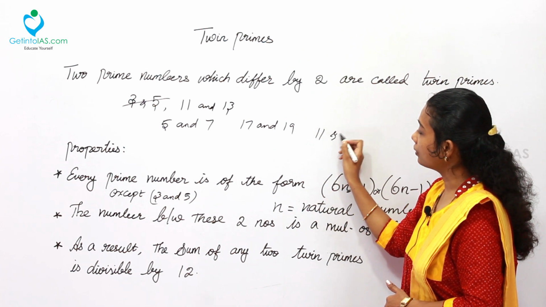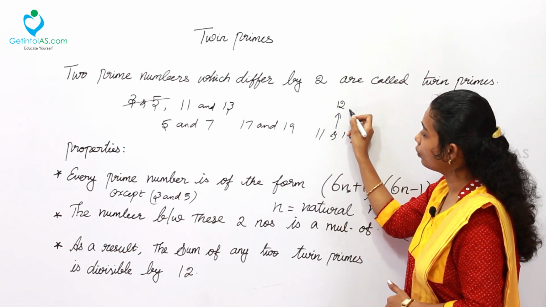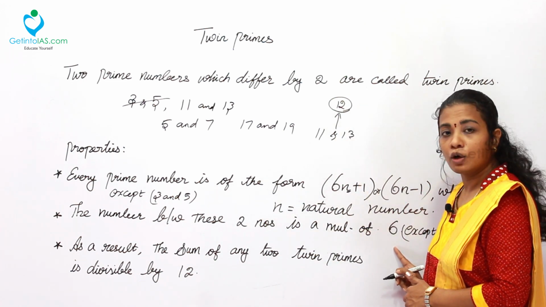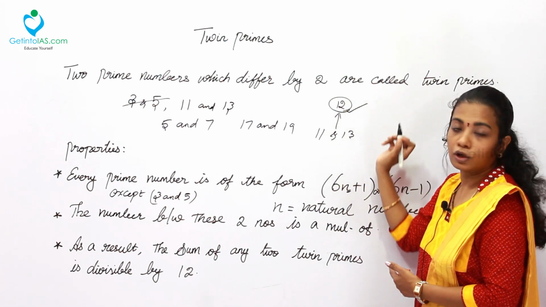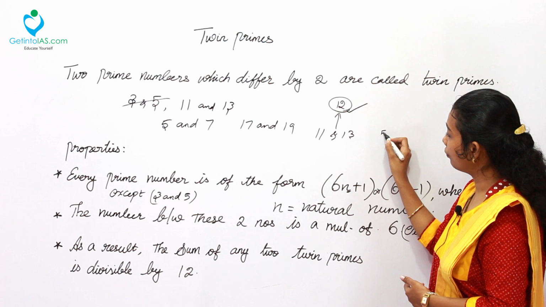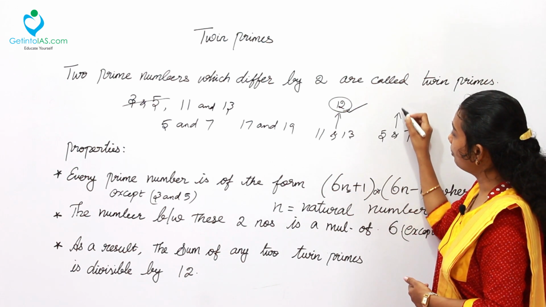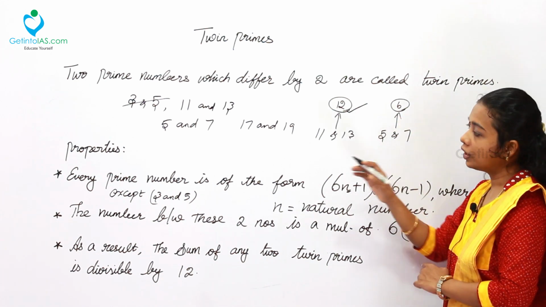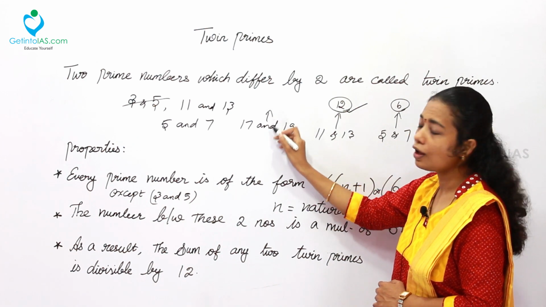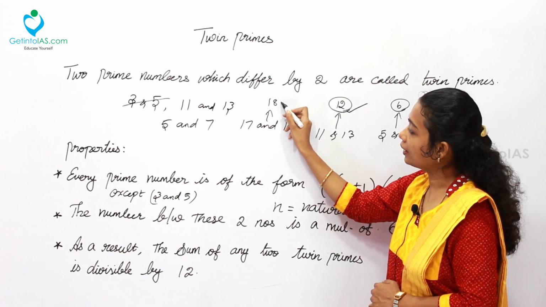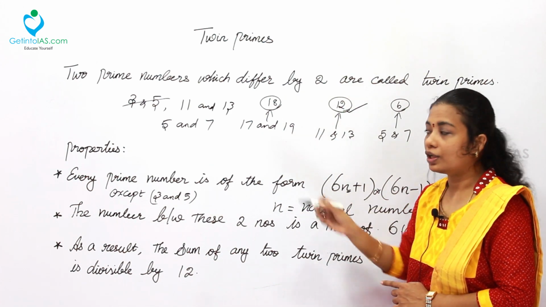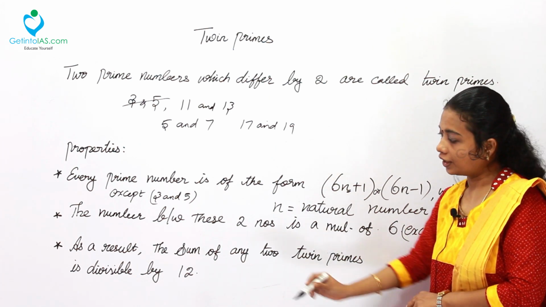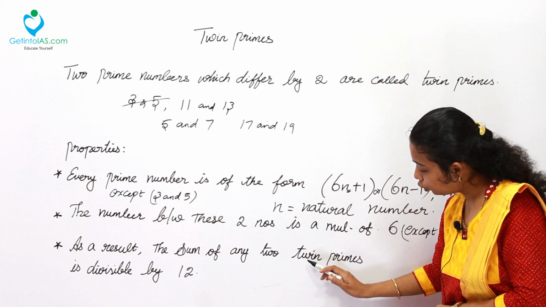So 11 and 13, what is the middle number? Which is 12. So we can say 12 is a multiple of 6. 6 into 2 is 12. So got the point. Checking with the next pair, 5 and 7. What is the middle number? The middle number is exactly 6, which can also be said to be 6 or its multiple. Then the next one, 17 and 19. What is the middle number between these? That is 18. So 18 is 6 into 3, which is a multiple of 6. So second property proved.